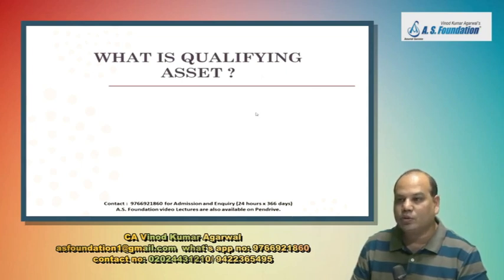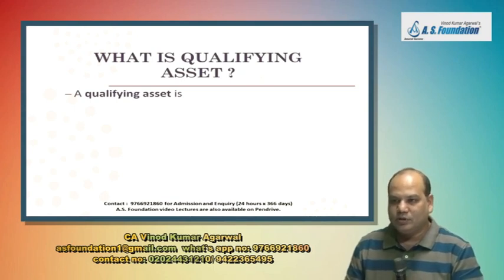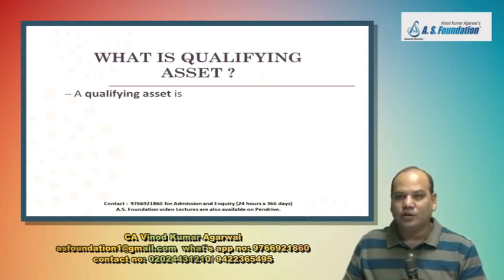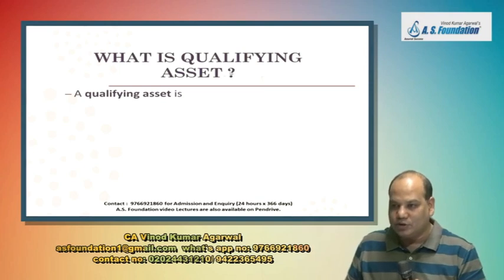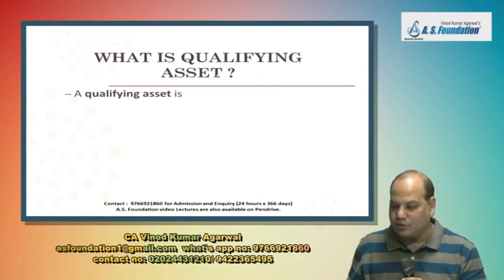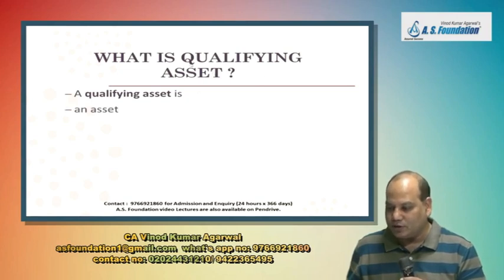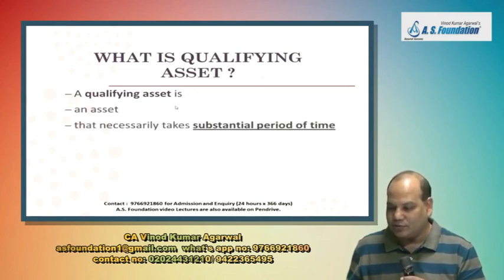Now next is, what is a qualifying asset? The basic principle of this chapter, as you know, is borrowing cost incurred on a qualifying asset will be capitalized. The principle of this chapter is borrowing cost incurred in connection with acquisition, construction or production of a qualifying asset will be capitalized. So my question is, what is a qualifying asset? Qualifying asset, as per the standard, is an asset.